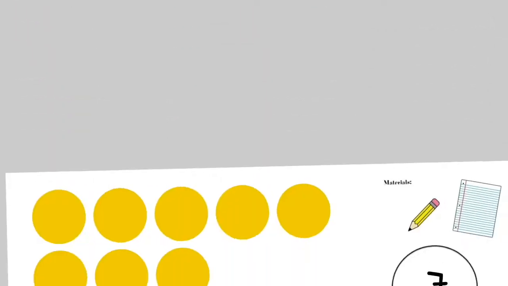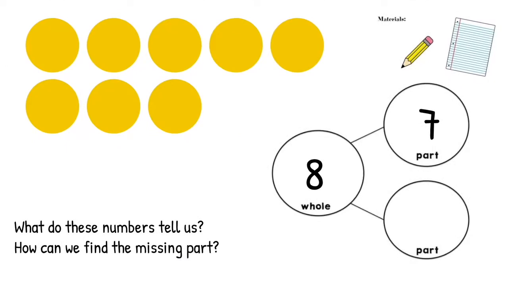1, 2, 3, 4, 5. That's the end of that row. 6, 7, 8.